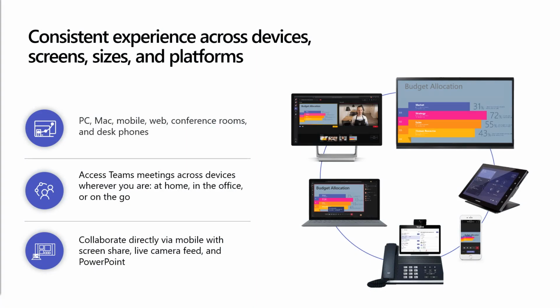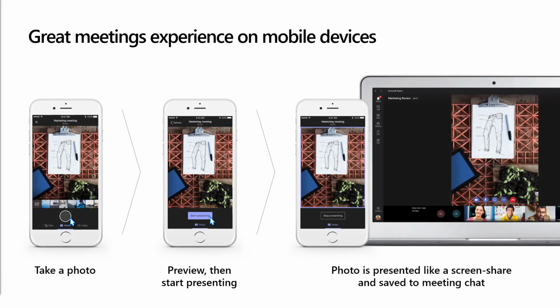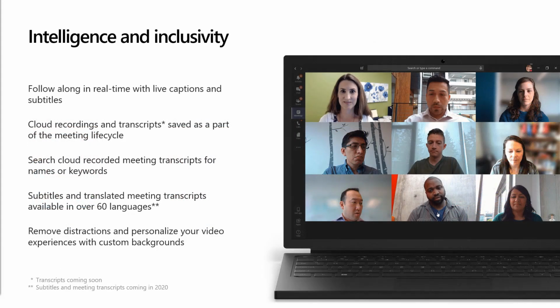Of course, Microsoft Teams and Teams Rooms all have a familiar look and feel, whether you're using a workstation, a mobile device, or Teams Rooms. All of the devices have similar features, such as collaborating via mobile with screen shares, live camera feeds, and PowerPoint. Mobile devices are excellent for joining Microsoft Teams and Teams Rooms meetings. For example, you can take a photo on a mobile device, preview it, and then present it directly into a meeting using only your phone. This and many other features are available on mobile devices when joining Microsoft Teams meetings.